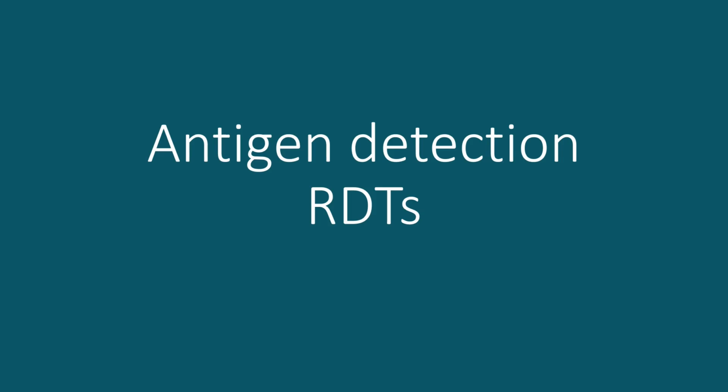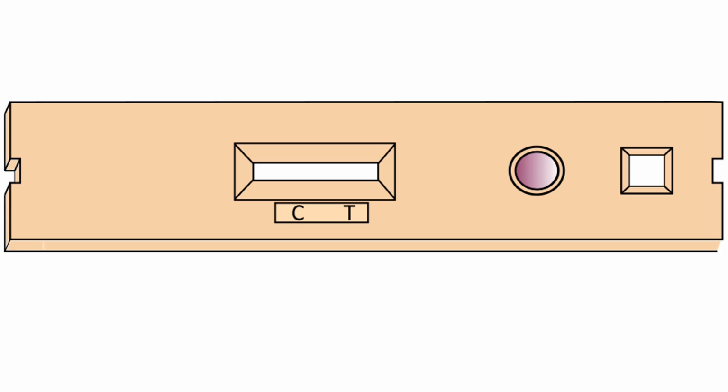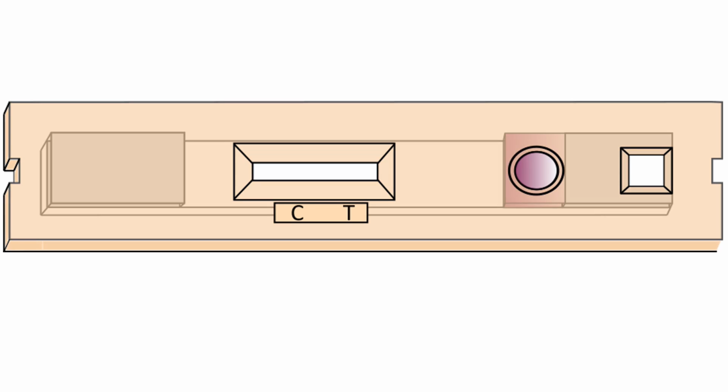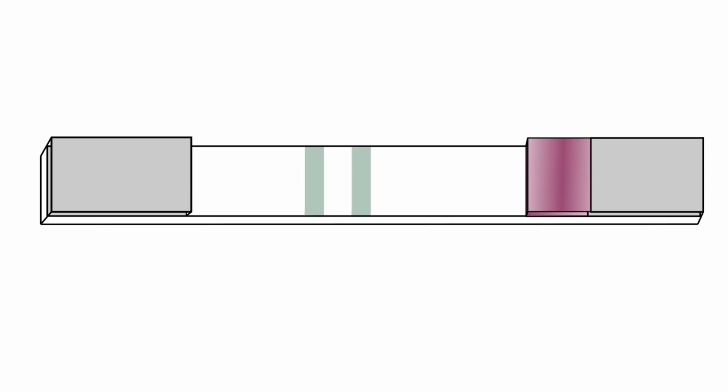Let's look at how antigen detection RDTs work. Most RDTs are based on a cassette format, which will look similar to what you see here. Inside the cassette, you will find a strip, which is where the immunochromatographic reaction happens. This strip is composed of a nitrocellulose membrane, which is flanked by two absorbent pads on each side.